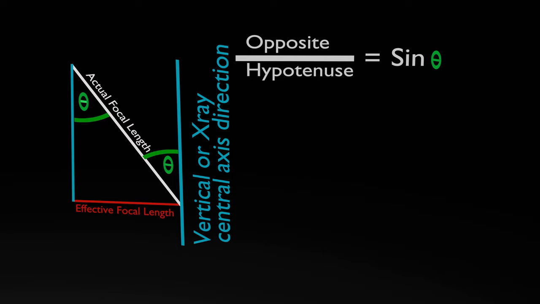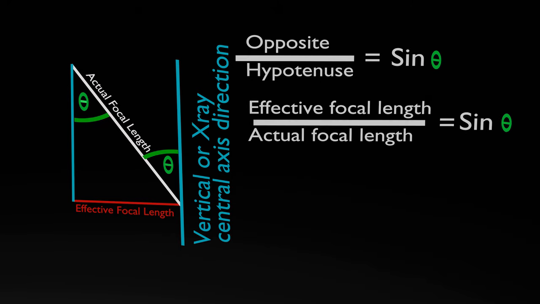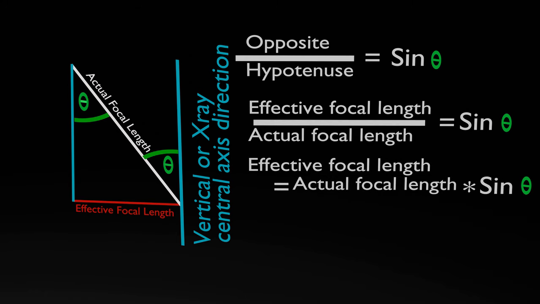Sine of theta equals opposite divided by hypotenuse. Effective focal length divided by actual focal length equals sine of theta. Effective focal length equals actual focal length multiplied by sine of anode angle. As the anode angle decreases to approach 0 degrees, the effective focal spot gradually becomes smaller and smaller.